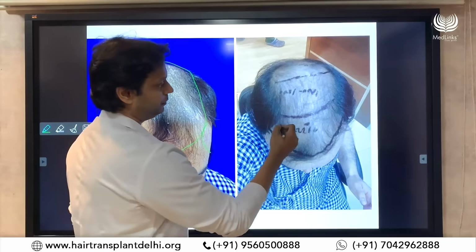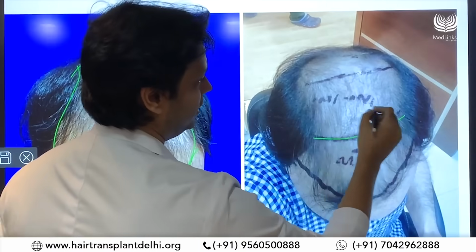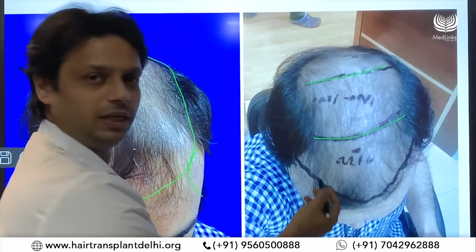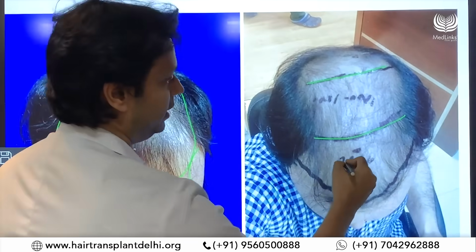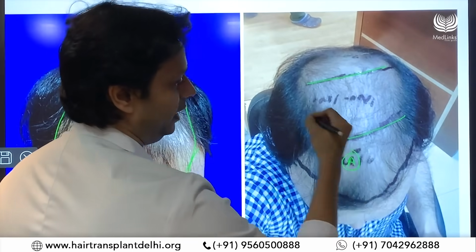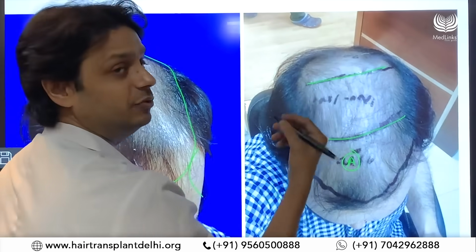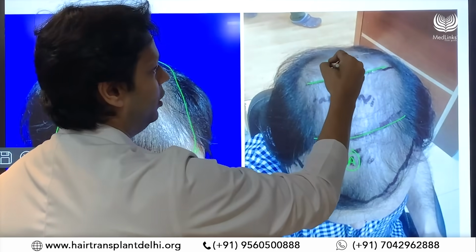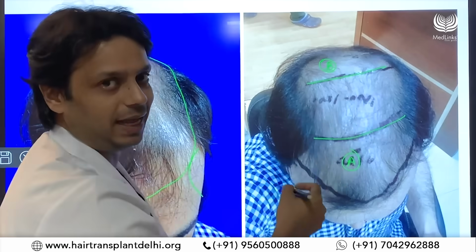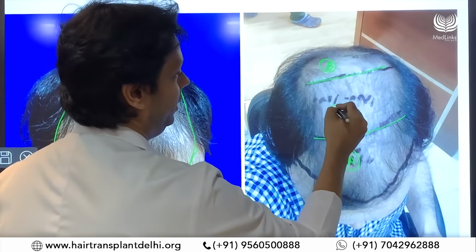The plan was to divide the scalp into 3 zones. The front part, which is the main priority, is called area A. The vertex, which is the second priority, let's call it area B. And the mid scalp is the last priority, let's call it area C.